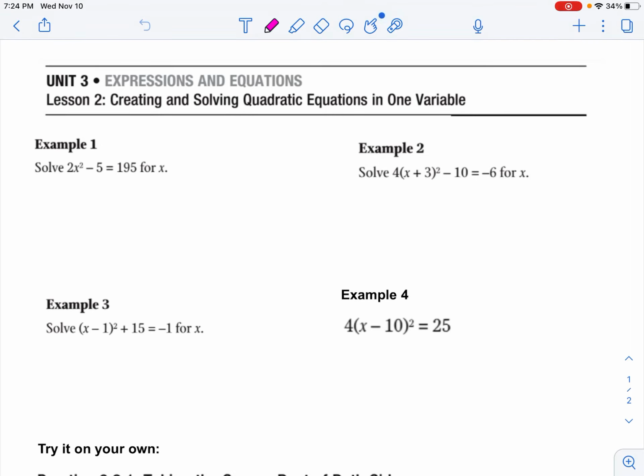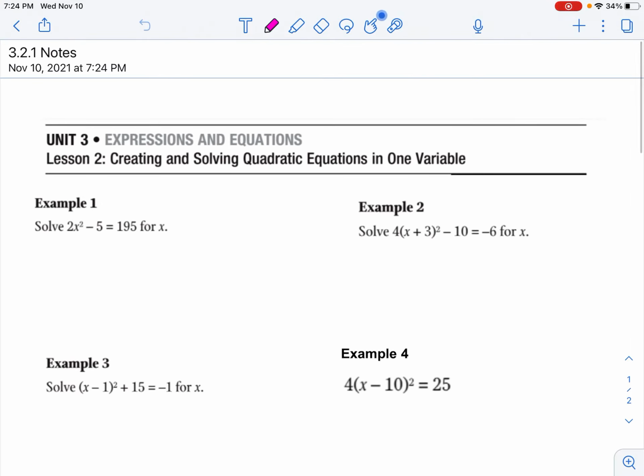And welcome to the 3-2-1 notes. We are going to go ahead and learn how to solve equations by taking square roots.